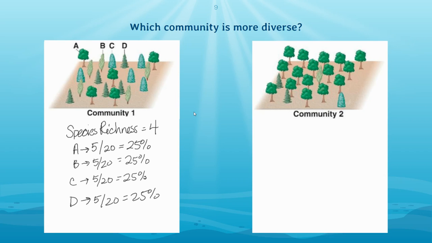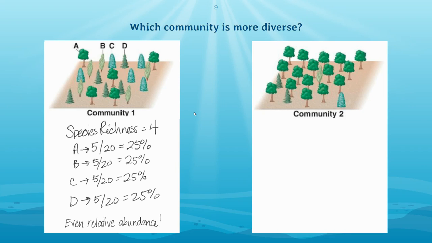So when I'm looking at that, I can make a conclusion: the relative abundance is very even, meaning that we have a good mix. 1 out of every 4 trees is going to be A, 1 out of every 4 trees is going to be B, and so on. Now let's take a look at community 2.